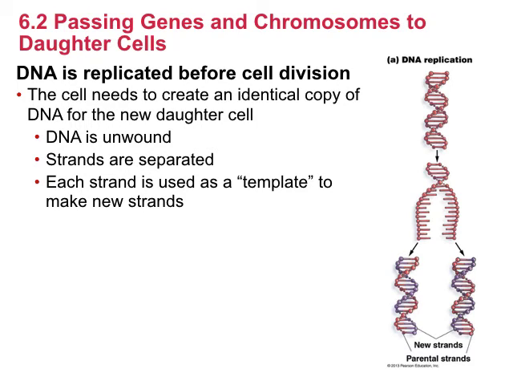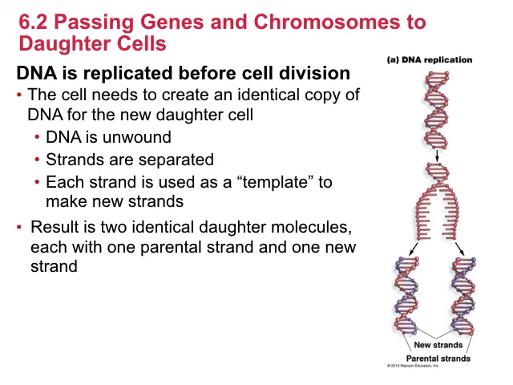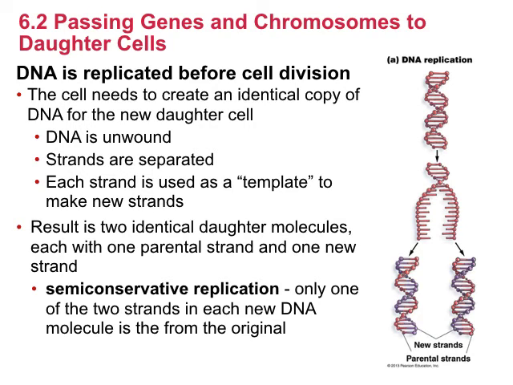So what happens after the DNA is replicated, you have two identical daughter molecules, each one with one parental strand in red and one new strand in purple. This is called semi-conservative replication, because only one of the two strands in each of the new DNA molecules is from the original. So you conserve one copy. So that's why it's semi-conservative replication. Semi because you're only conserving one of the original strands in each of the new DNA molecules.